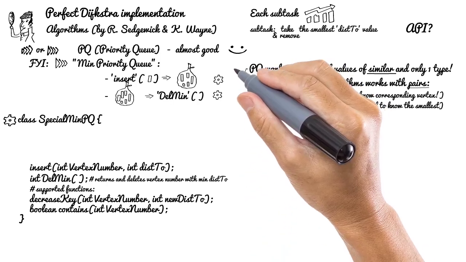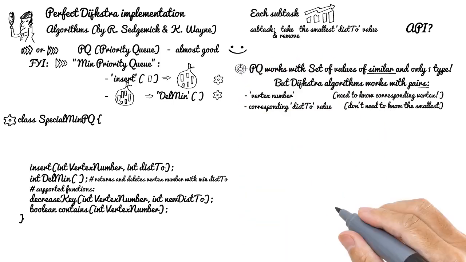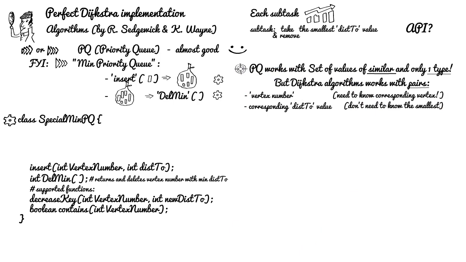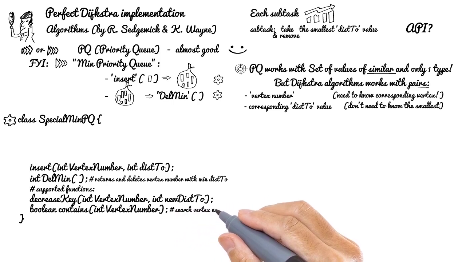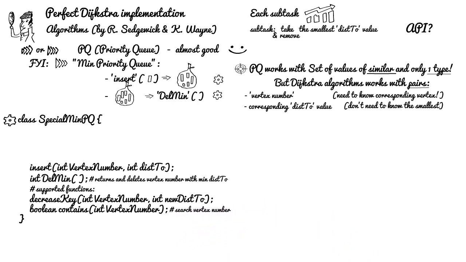Original PQ is focused on working with a set of only one data type. And PQ's main and only efficient functionality is to return the minimum or maximum value among all inserted. Original PQ does not have an efficient searching functionality for a specific value, and we want the function contains to be implemented to search. Moreover, it searches not for the value in our main focus, distance to, but for the corresponding paired value of a different type, which is the vertex number.